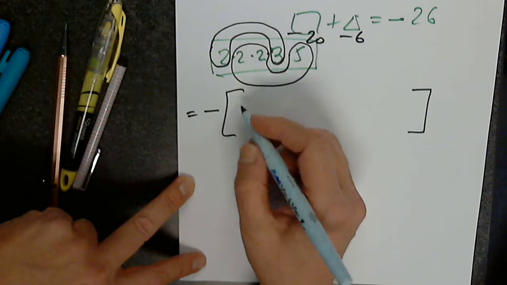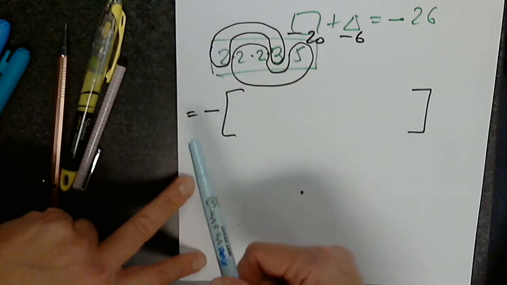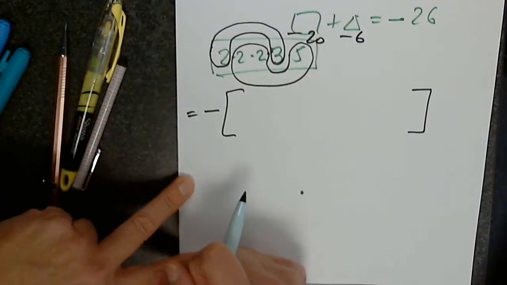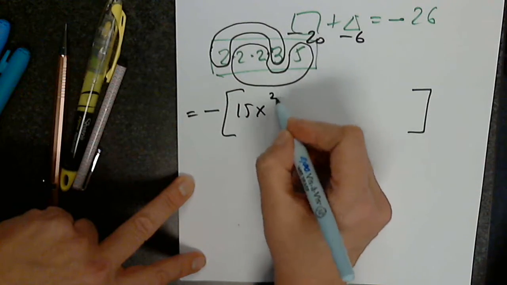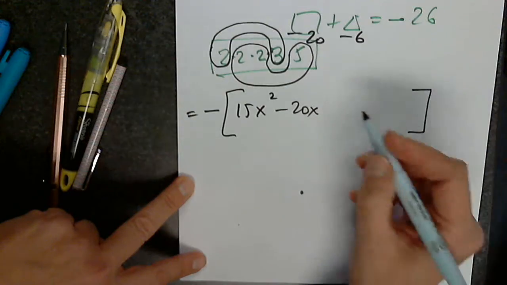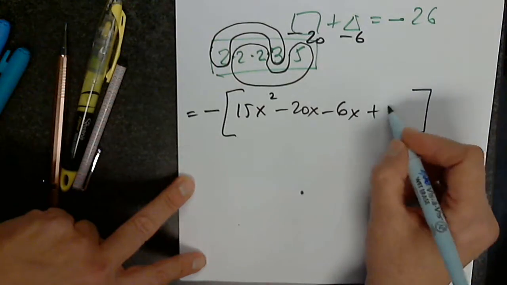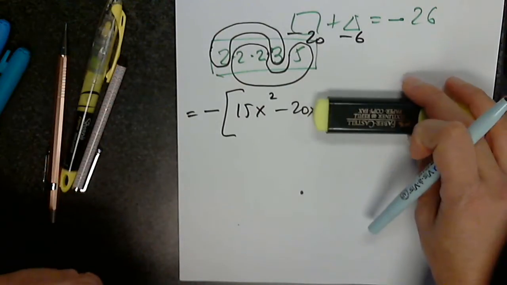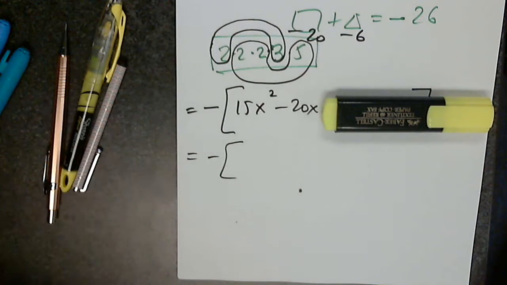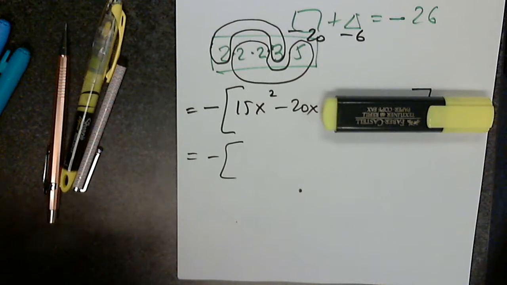Negative times 15x minus... The negative is outside. It cannot touch anything. It's outside. Times 15x squared, minus 20x, very good, minus 6x, very good, plus 8. Very good. So please factor out something from the first two. The greatest common factor. I shouldn't say something. Factor the greatest common factor from the first two.